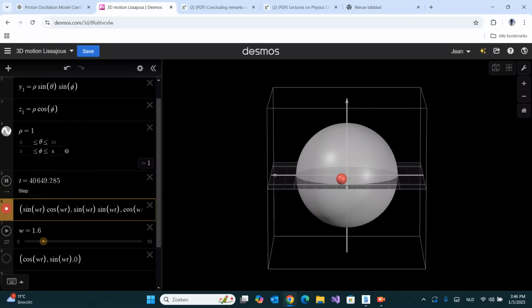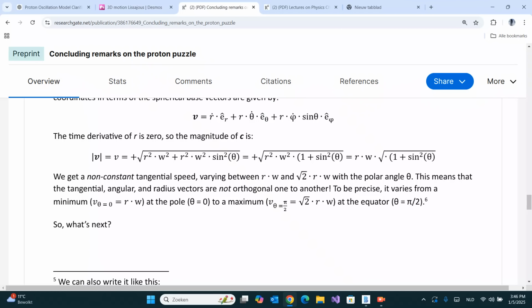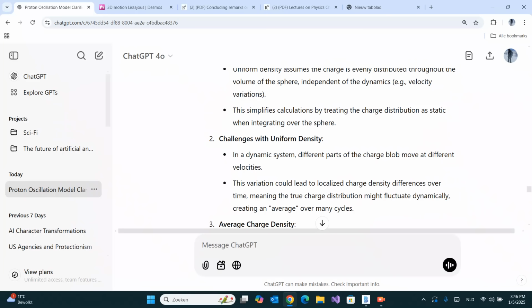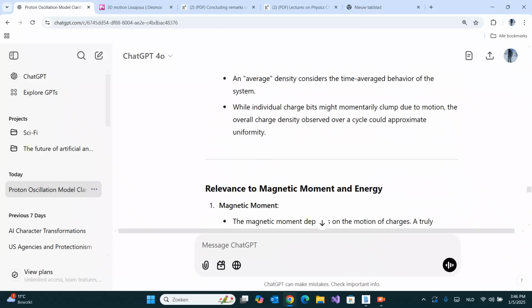But a uniform charge density, even when we move from a point-like charge zittering around to a dynamic blob of charge, is not going to make sense. And so we refined definitions, and that went very well.